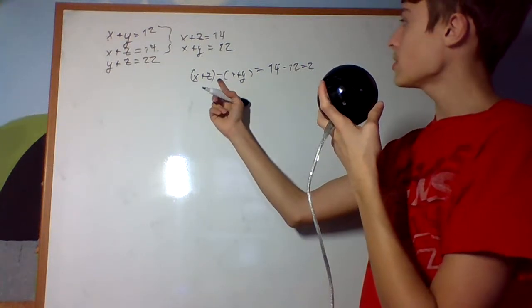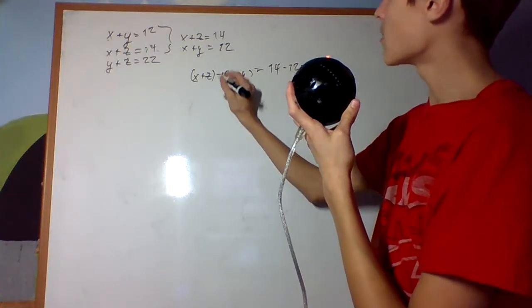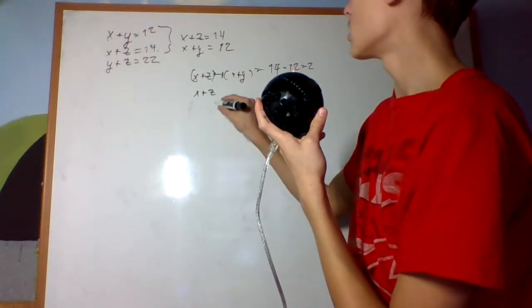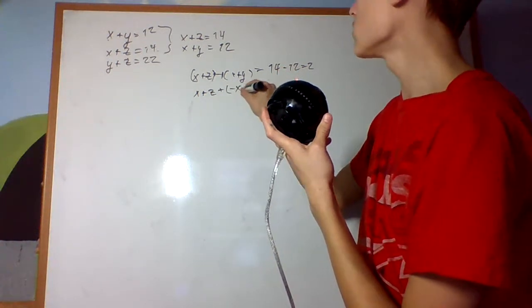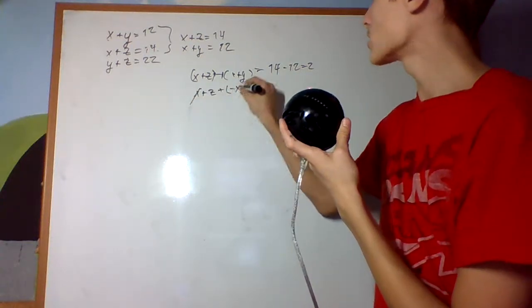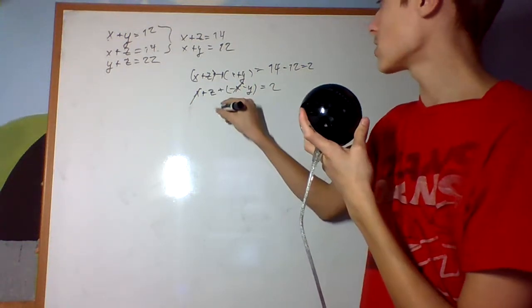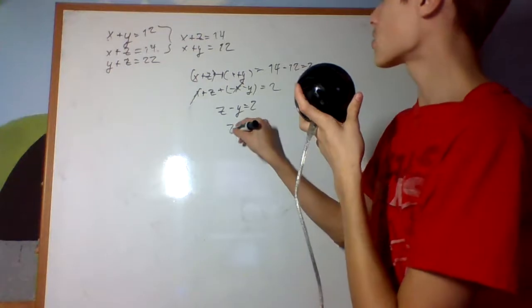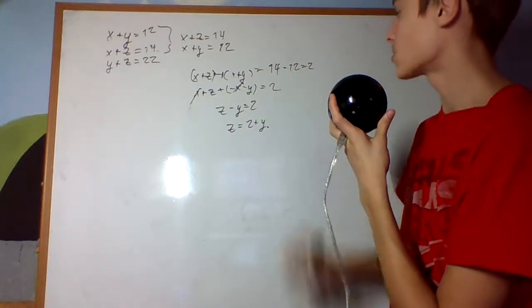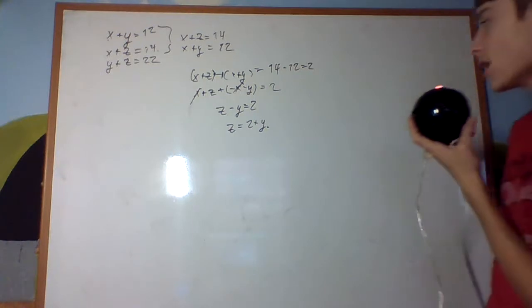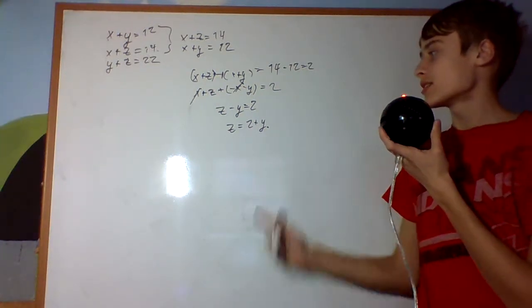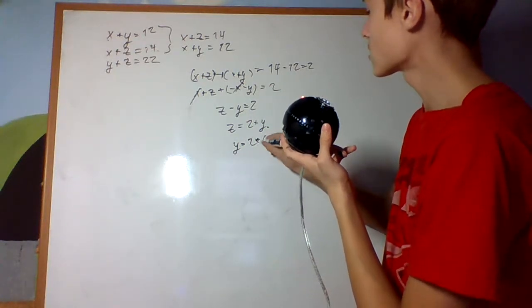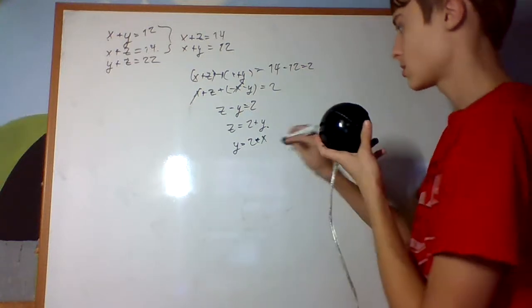So let's distribute. There's like an imaginary negative 1 right there. So I get x plus z plus, distributing the negative 1, the x's cancel out. That's still equal to 2. And then I get z minus y equals 2. Or in other words, z equals 2 plus y, adding y to both sides. These are just numbers. You could also imagine this as y equals 2 plus x, but with different variables.